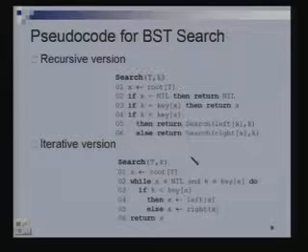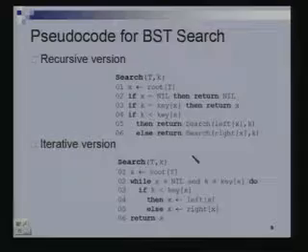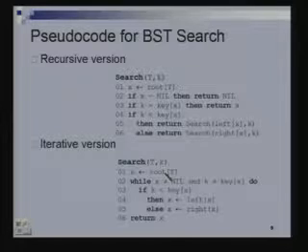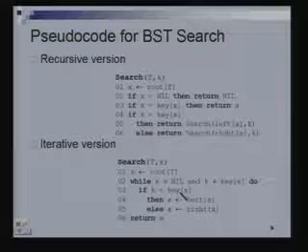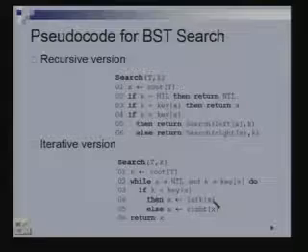In the iterative version, we are not going to make recursive calls to the search procedure. What we are going to do is just keep marching down the same tree. So, we start with x referring to the root of the tree. While x is not nil and k is not the key in the root, then we will do something. What will we do? If k is less than the key, then we have to go left. So, x now gets the value of the left child of this current node.